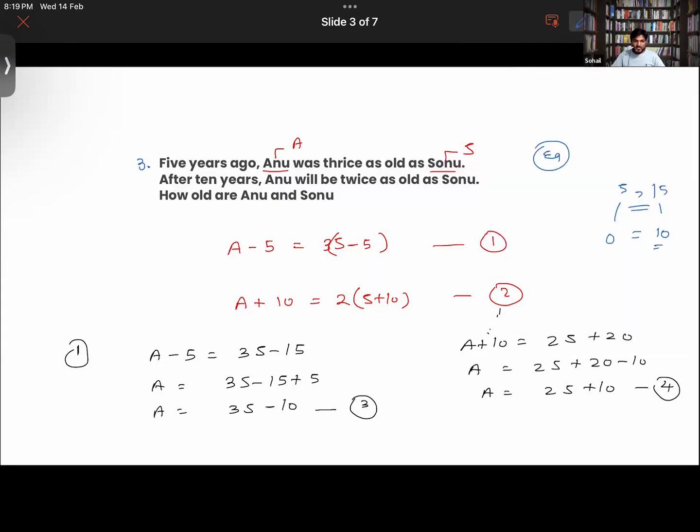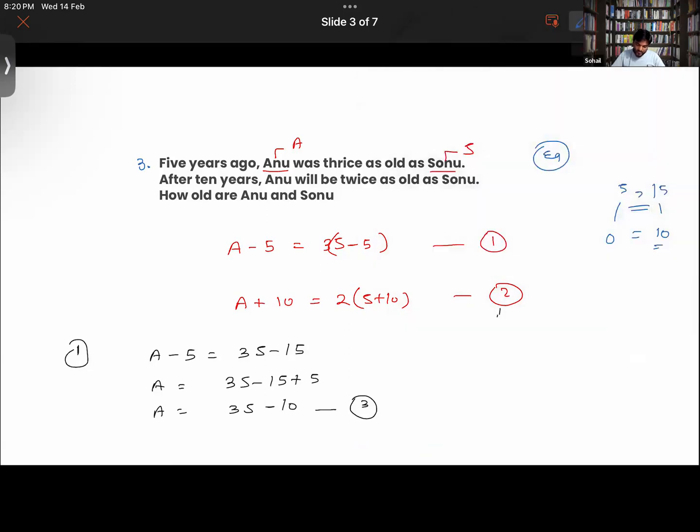Alright now? So now what you can do here is equate the two. You can equate these two equations. So let's solve it. 3s minus 10 equals 2s plus 10. So after solving it, you will be getting s equals 20. No, just wait a minute. Not s equals 20.